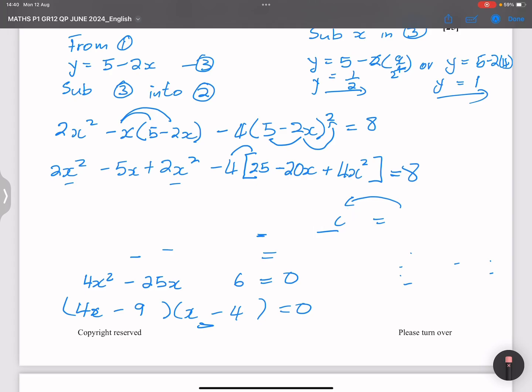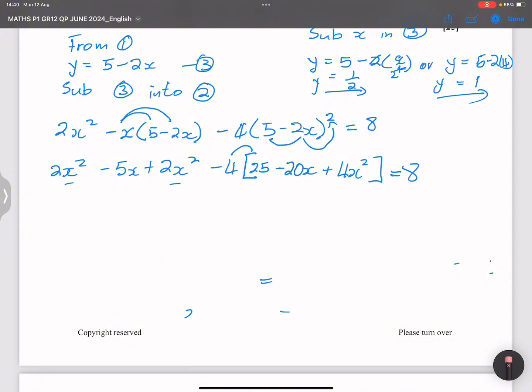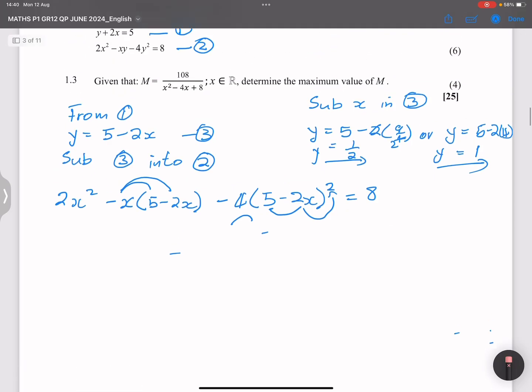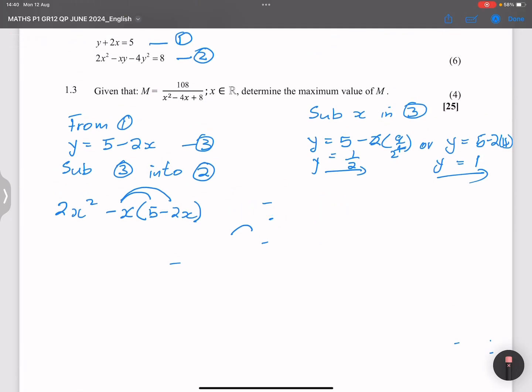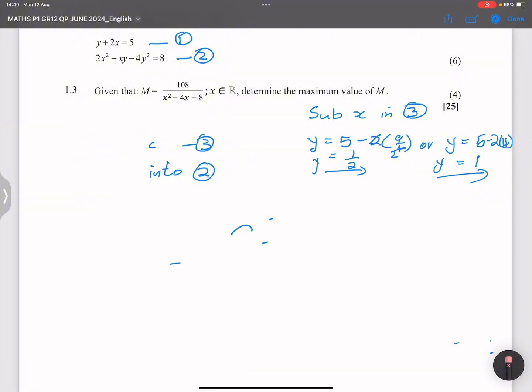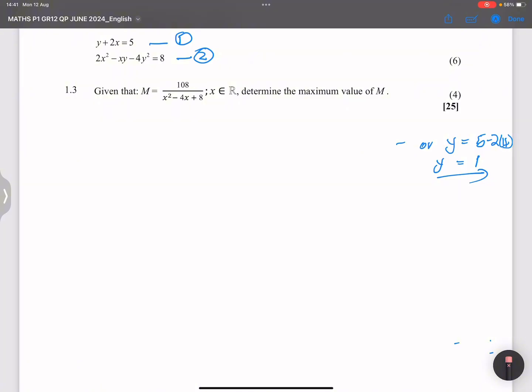Now let's go on to the very last question here. I'm just going to make some space. Okay, so they say to us on the last question that given m is 108 divided by x squared minus 4x plus 8, where x is an element of real numbers, determine the maximum value of m.